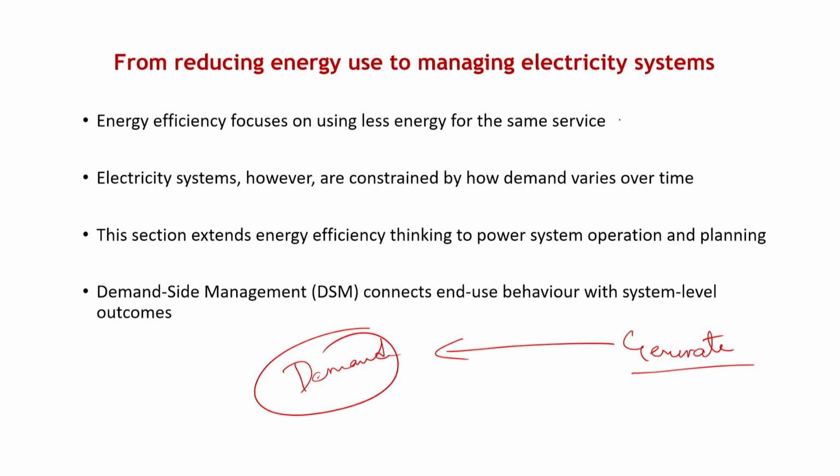So what we have talked about, energy efficiency, focuses on using less energy for the same service. So effectively what we are saying is that for the same service we need less energy. For the same demand, because when we have a demand, we are doing some work in the background. So doing the same work, we are needing lesser energy. That's what energy efficiency was all about, right? But what we are missing in this equation is that this demand may actually vary over a period of time. This demand may not be constant.